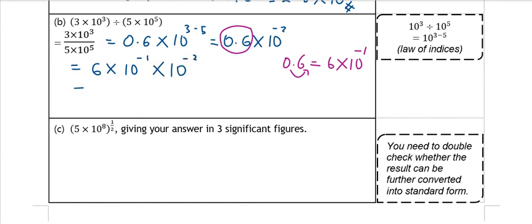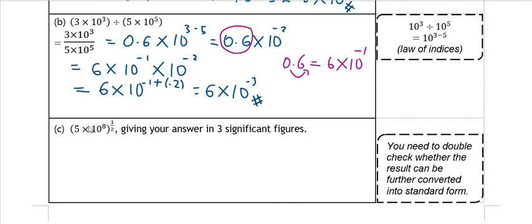Here this is already familiar because 10 times 10, you have to add the power. So negative 1 is the power plus negative 2. So you will have 6 times 10 power negative 3. Right? So that's for part B.